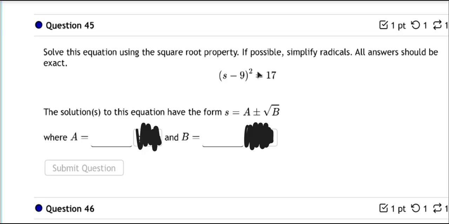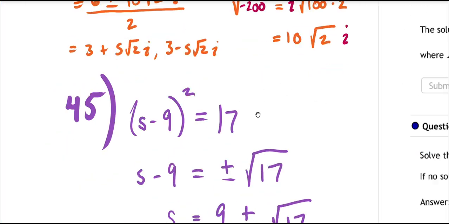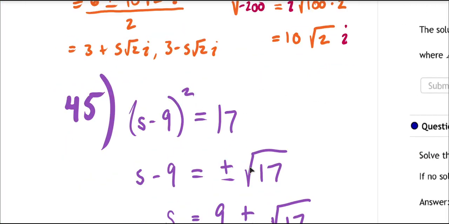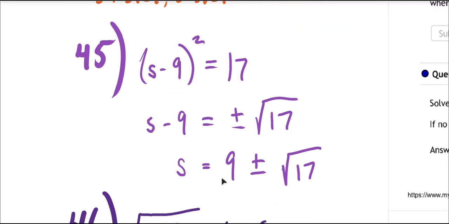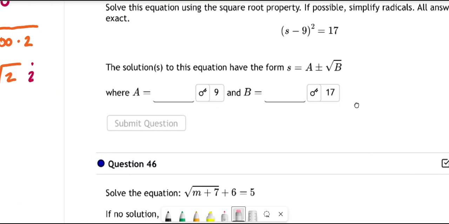This one isn't going to reduce when we use the square root property, and they say as such. They want the answer given in this form, a plus or minus the square root of b. This is actually a very quick problem. The square root property says we take plus and minus the square root of 17, and that will be our term, x minus 9 now. Adding 9 to both sides, we get the answer. This is 9 plus and minus, both of them, two answers, the square root of 17. Yep, okay, on to 46.